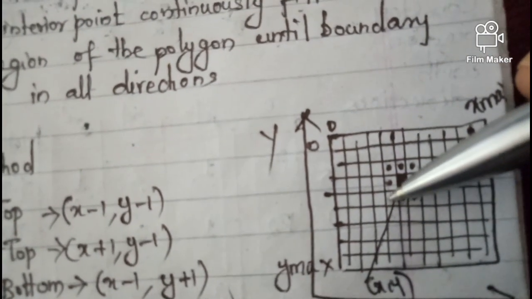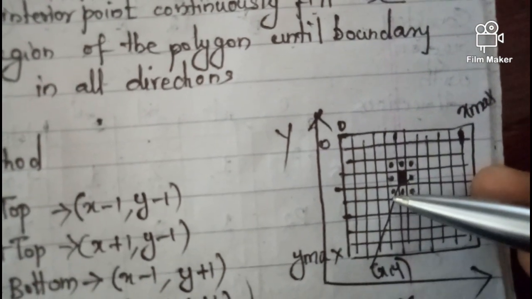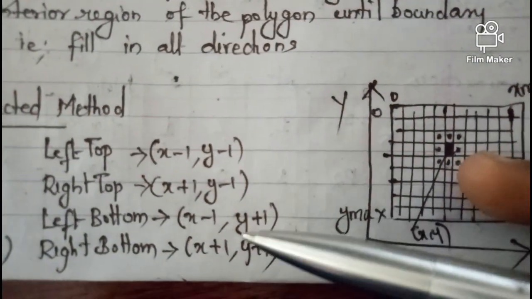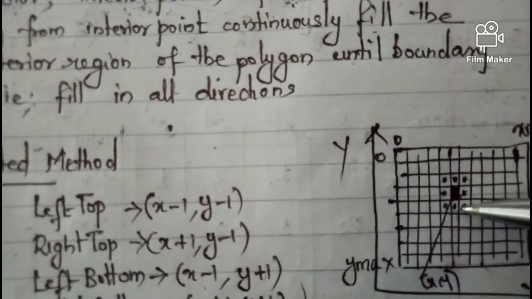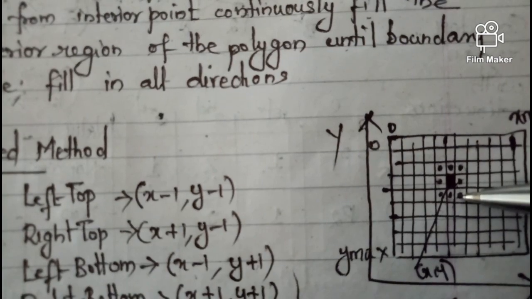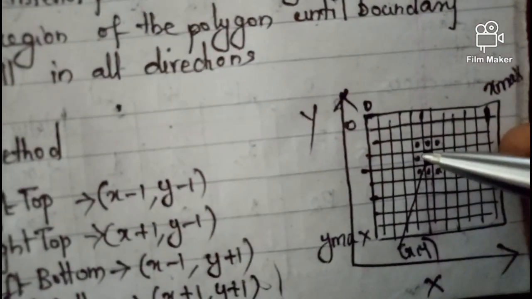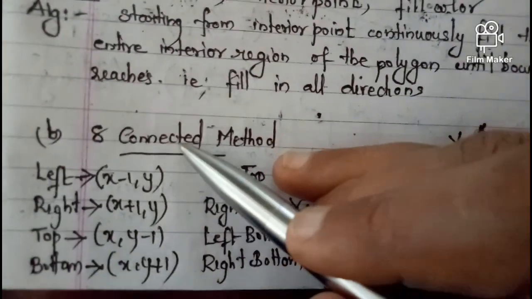Okay. Now what about these pixels? This is bottom left. If this is XY, then it is in the next row but previous column. Next row means Y plus 1. Previous column means X minus 1. Okay. Now this one, if it is XY, then this is in next column and next row. So it can be represented as X plus 1, Y plus 1. So in this way, after selecting a central pixel, the process by which the 8 neighboring pixels are selected is called 8 connected method.